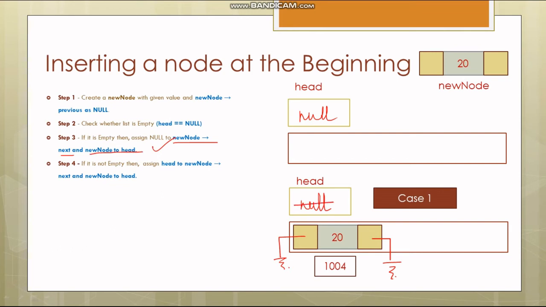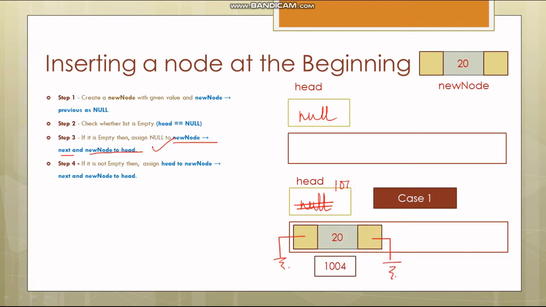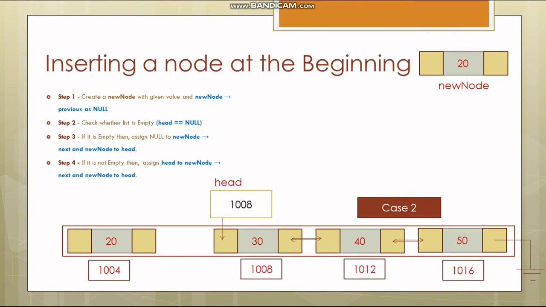That means instead of null, it will have the value, or the address at which the new node is stored, that is 1004. So this is the case where the list is empty. Let's come to the next case, when the list is not empty. Then for that we need to assign the head to the new node's next and the new node to the head.